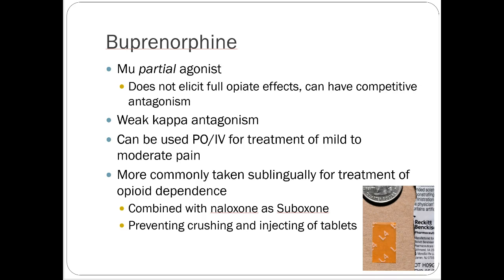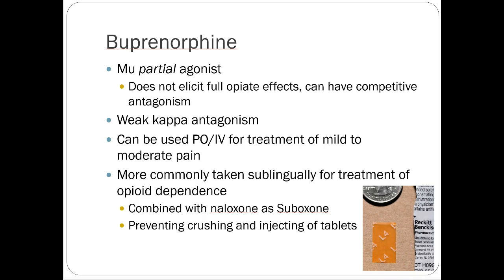Buprenorphine is a mu partial agonist. It's sort of a weak opioid. We don't really use this for pain. However, you certainly could. The problem with it is it's just not all that effective for pain. What we do use it for is the alternative to methadone for opioid dependence, and it's combined with a medication called naloxone, which we'll get to in a second here, as a drug called Suboxone.